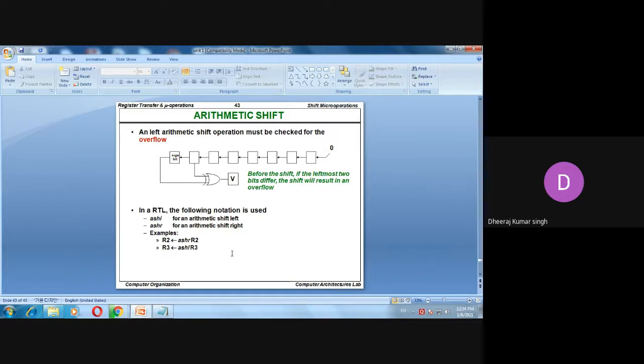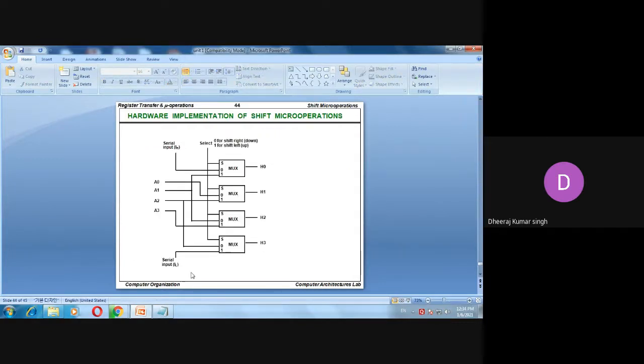Whenever we talk about the notations in RTL, ASHL refers to arithmetic shift left, and ASHR refers to arithmetic shift right. So R2 assign the value ASHR R2 means R2 is assigned the value of arithmetic shift right of R2, and ASHL R3 means arithmetic shift left of R3. This is the hardware implementation of the shift micro operations, where a multiplexer is used, and using the multiplexer we can shift the data.